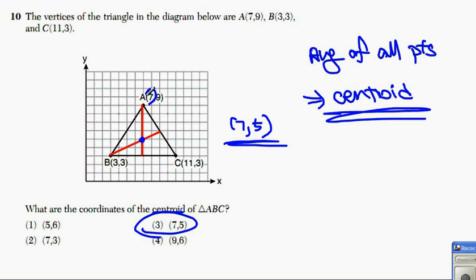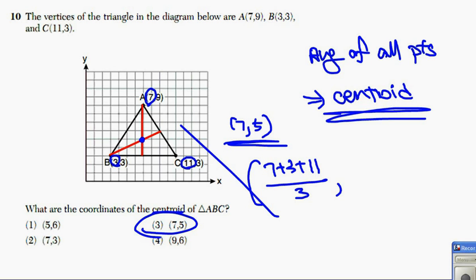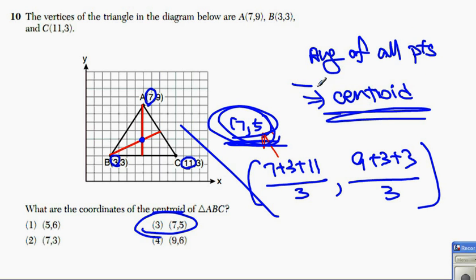In other words, let's look at the x values 7, 3, 11. When we get the average of those, 7 plus 3 plus 11 over 3, that becomes 21 over 3. No wonder we get 7 over there. Now, the second one is this. 9 plus 3 plus 3 over 3. What do we get? We have 15 divided by 3, which is 5. So that's right. The average of all points becomes the centroid.